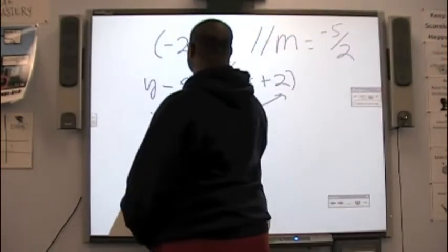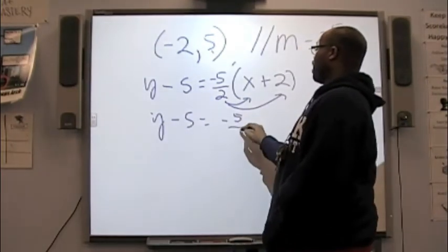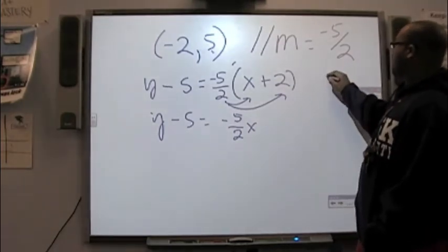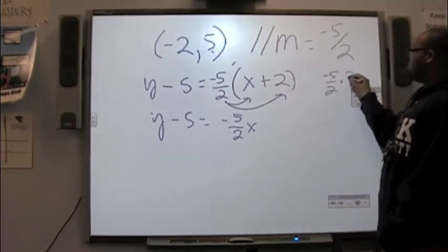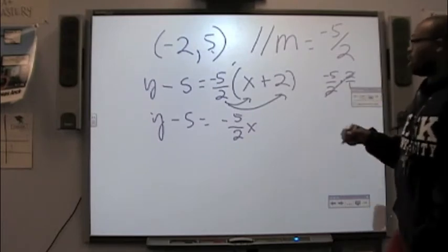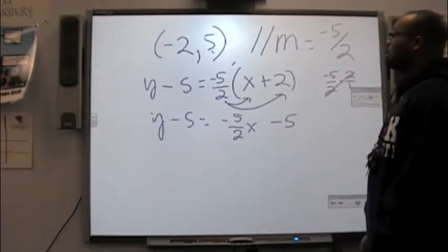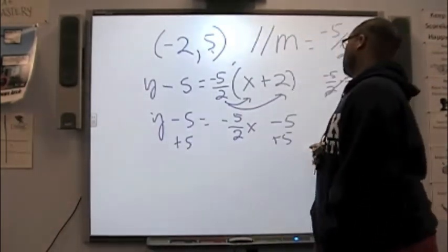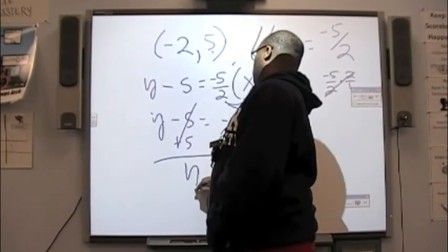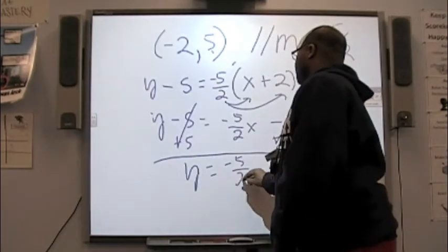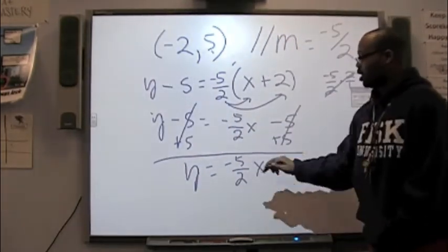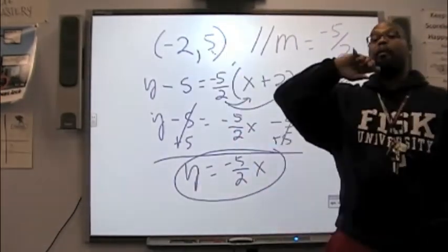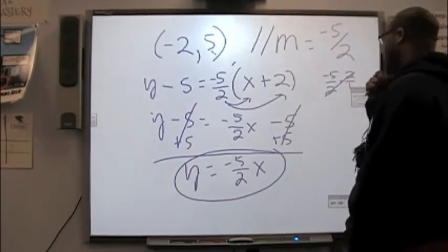So I'm going to have y minus 5 equals a negative 5/2 x. And I'm going to multiply negative 5/2 times 2. Let's do that over here. Negative 5/2 times 2, or 2 over 1, is just a negative 5. And so I'm going to continue solving by adding 5 to both sides. Y equals a negative 5/2 x. This cancels out completely. This is the equation that goes through this point and is parallel to the original line.